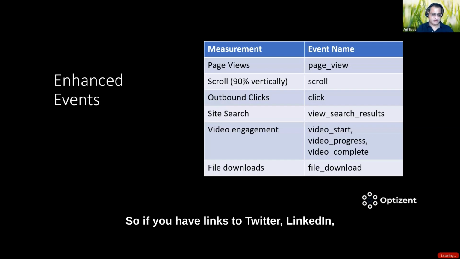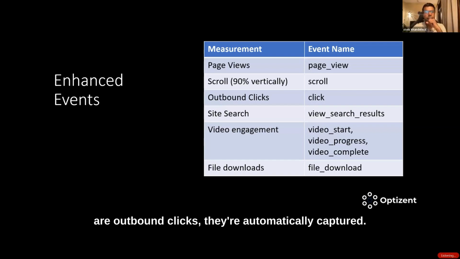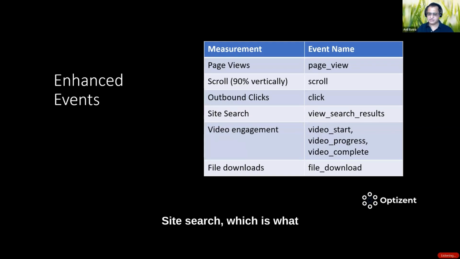So if you have links to Twitter, LinkedIn, Facebook, YouTube, Instagram, whatever on your site, they are outbound clicks. They are automatically captured. You don't have to do anything there. Right. Site search, which is what keywords people are searching for.